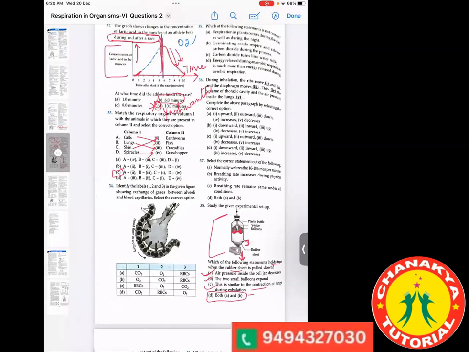Yes, ma'am. Define the labels 1, 2, and 3 in the given figure showing exchange of gas between alveoli and blood capillaries. Select the correct option.